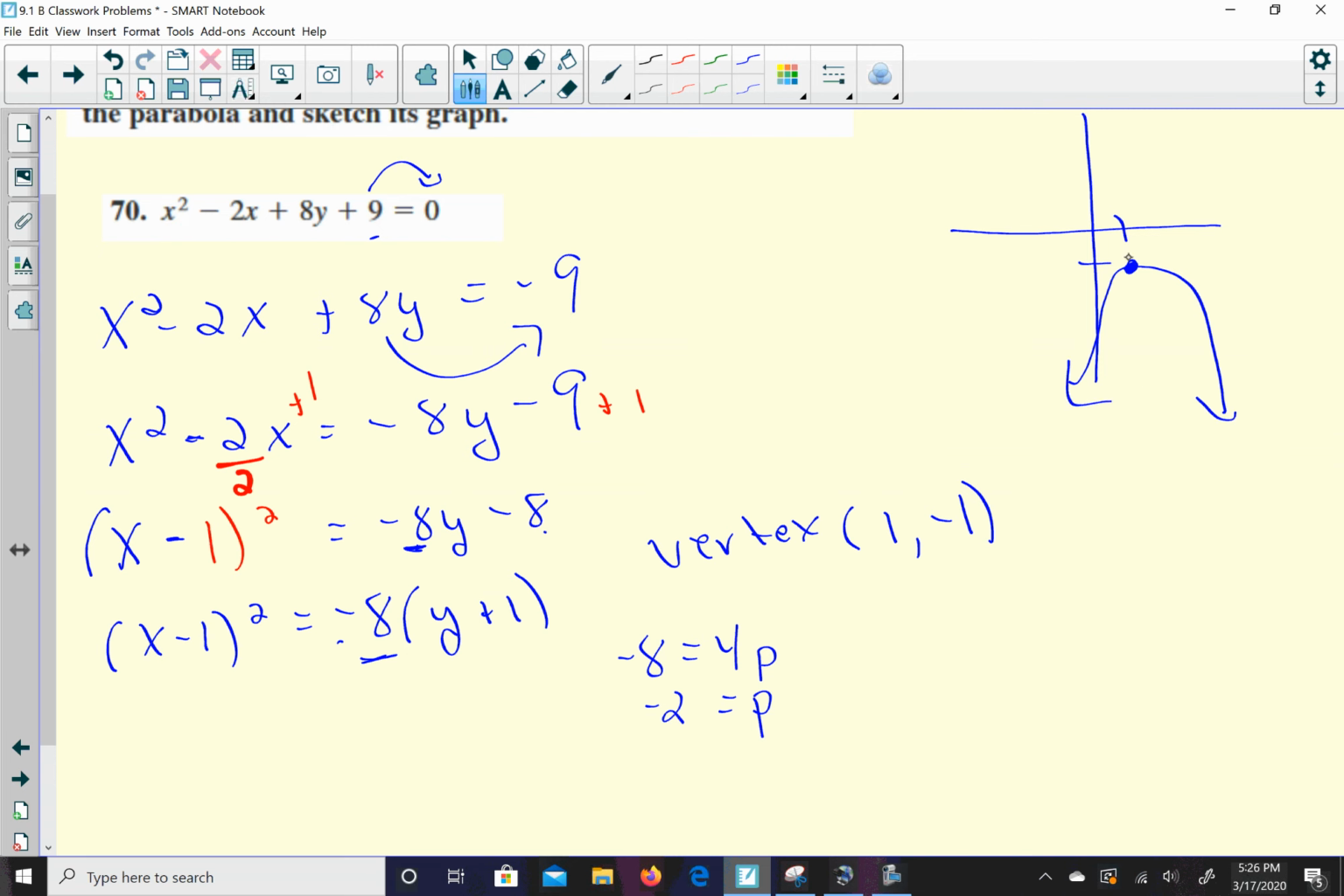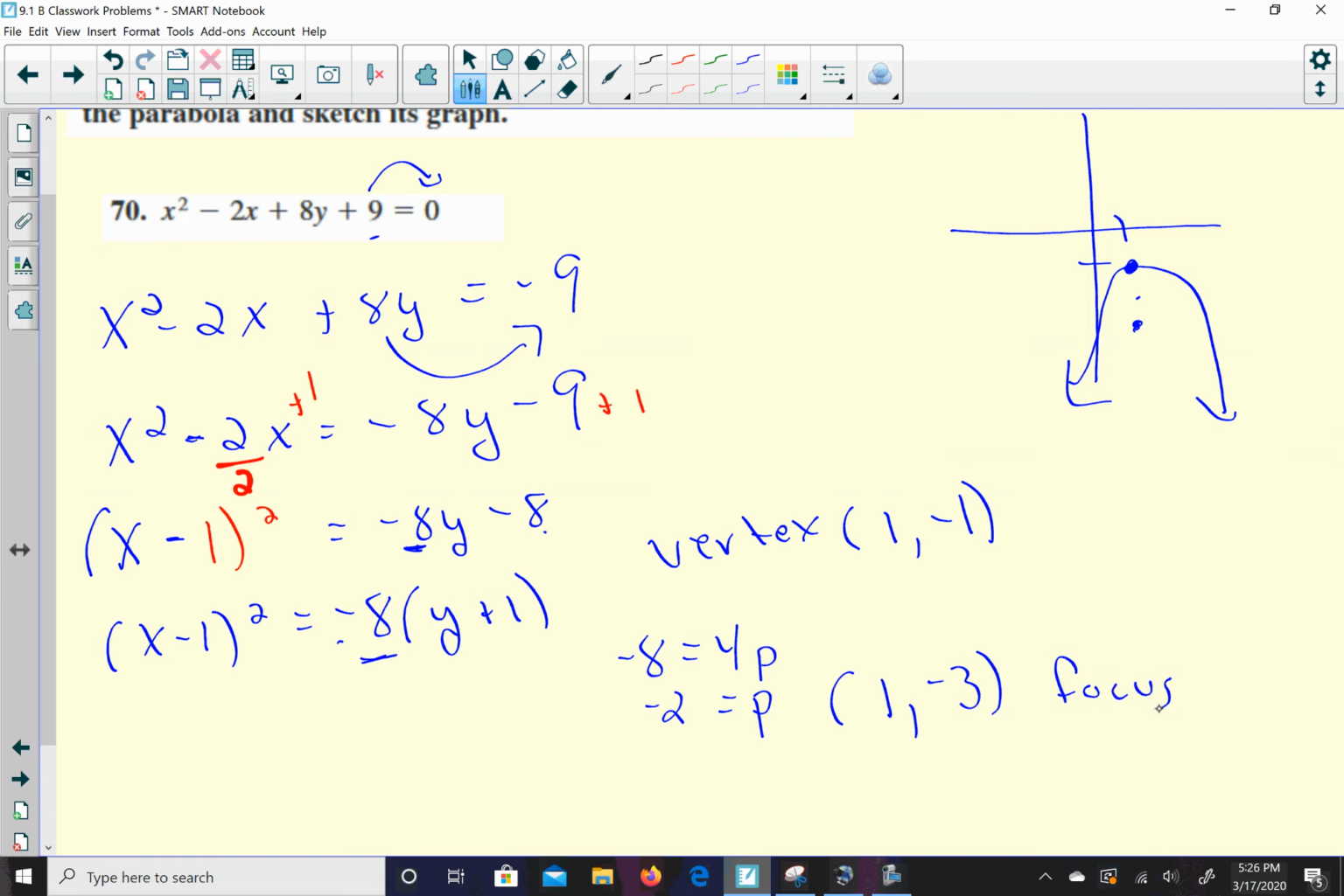And then my focus is going to be 2 units down, so it's going to be down here. In that ordered pair, the x coordinate is going to stay the same, so that's going to be 1. And then my y coordinate, I'm going to subtract 2 from that and get -3. So that is my focus.